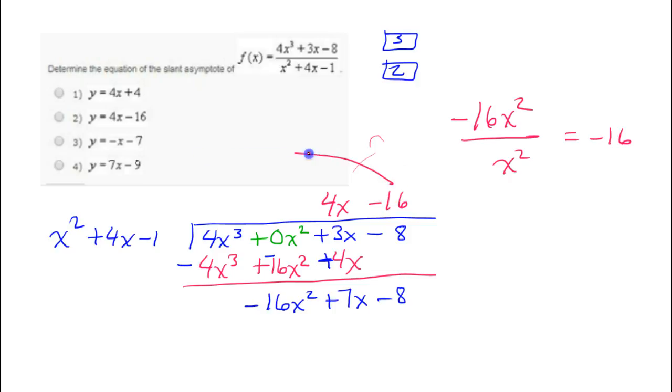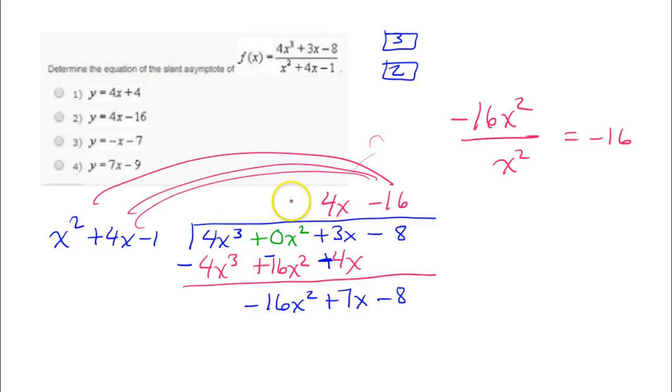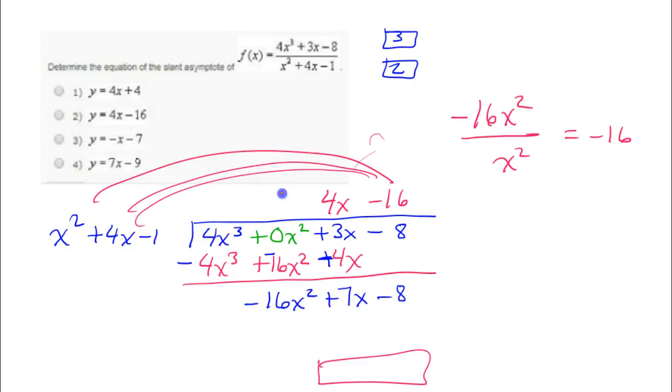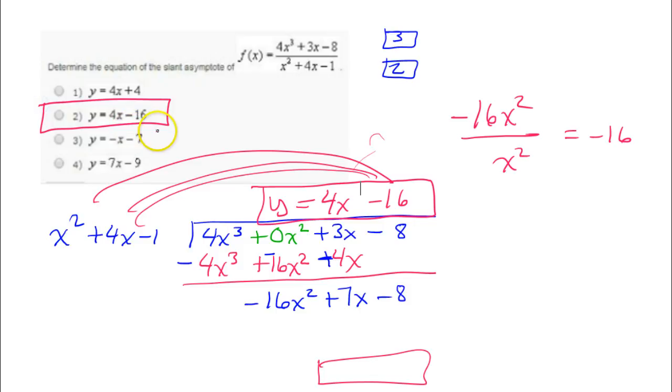Now I could keep going and take this and multiply and such, but I'm going to wind up with some sort of remainder down here, but the remainder does not get involved in the slant asymptote. So the slant asymptote will simply be y equals 4x minus 16, regardless of what the remainder turns out to be. So the answer is option number 2. Boom.